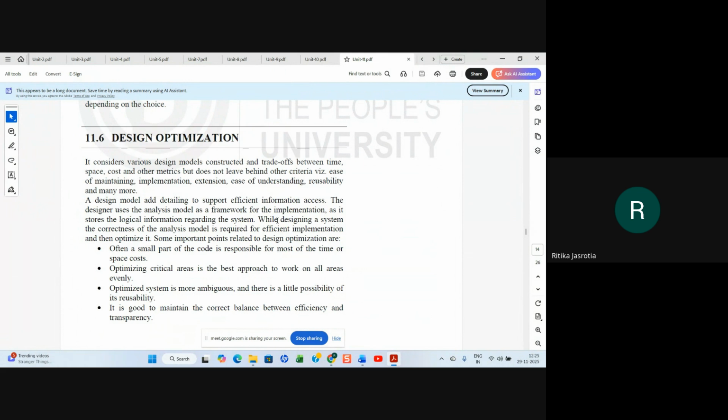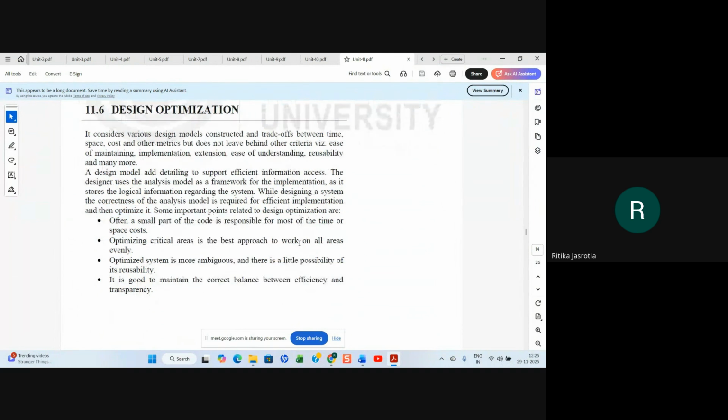So first, when you are designing a system, your analysis model should be correct. That is the most efficient thing. And after that, you have to optimize it also. Some important points related to design optimization: often a small part of the code is responsible for most of the time or space costs. So a small part of your code is responsible for most of the time.